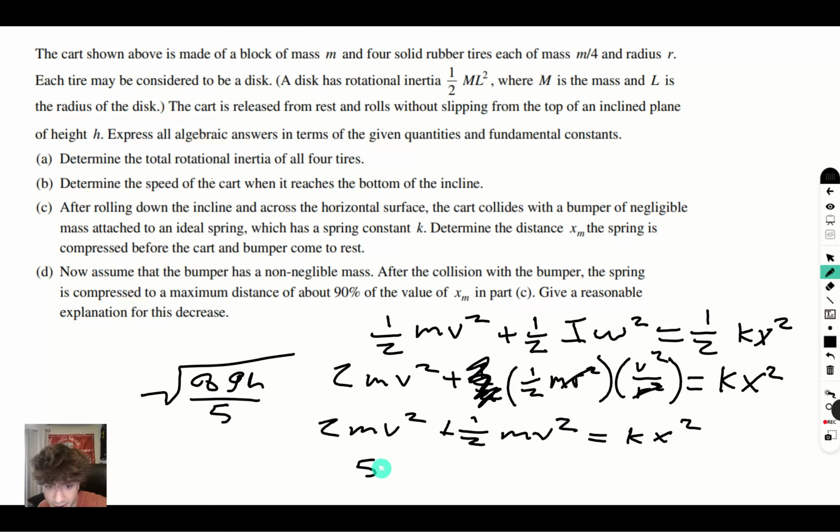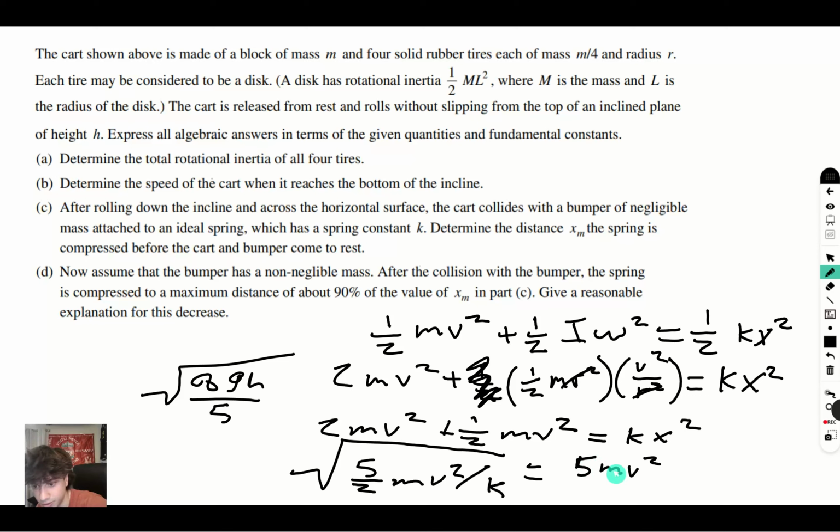So we get 5/2 mv squared divided by k is equal to x squared. So the square root of this, if I write it better, it'll be 5mv squared over 2k. Square root of this will be equal to x. So there you have that. That is the distance before the cart and bumper come to rest.